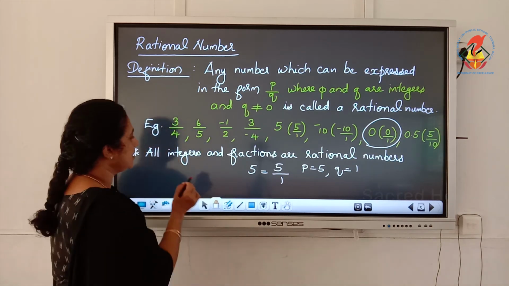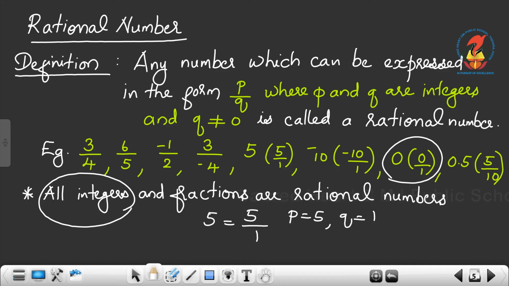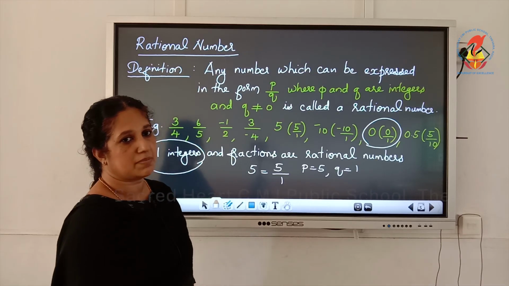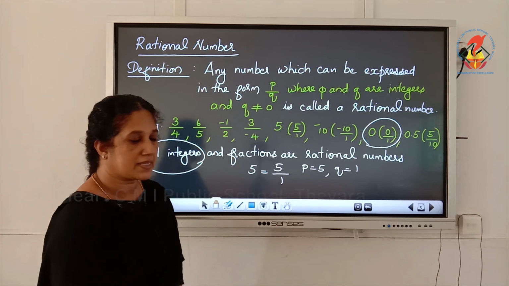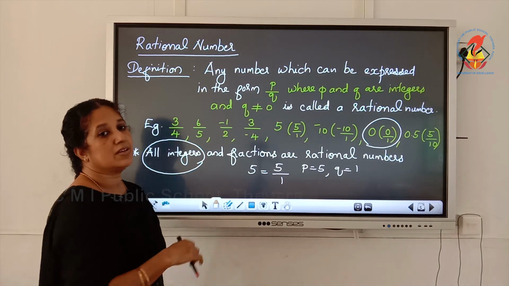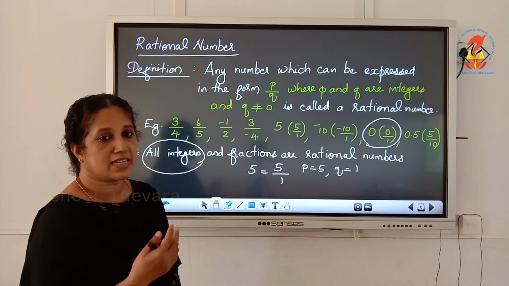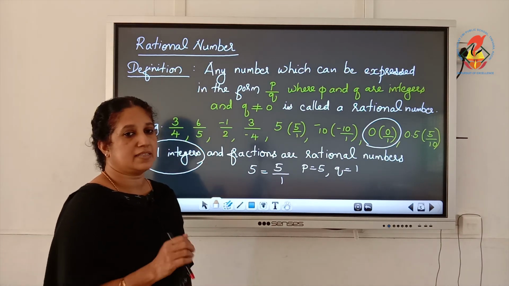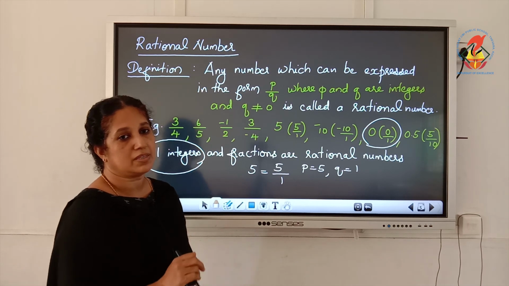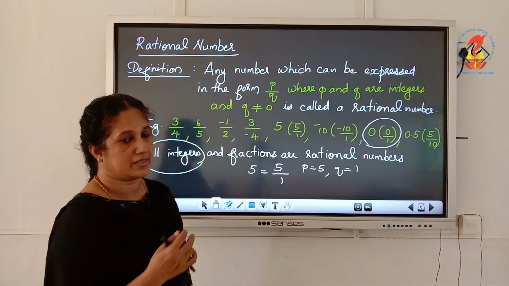So, all integers and fractions are rational numbers. Integers include natural numbers as well as whole numbers. So, we can say that natural numbers are also rational numbers, whole numbers are also rational numbers, and these natural numbers and whole numbers are included in the collection of integers. So, we can say that integers are also rational numbers. So, we extended our number system from integers to rational numbers, and these rational numbers include all the types of numbers like integers, fractions and decimals.